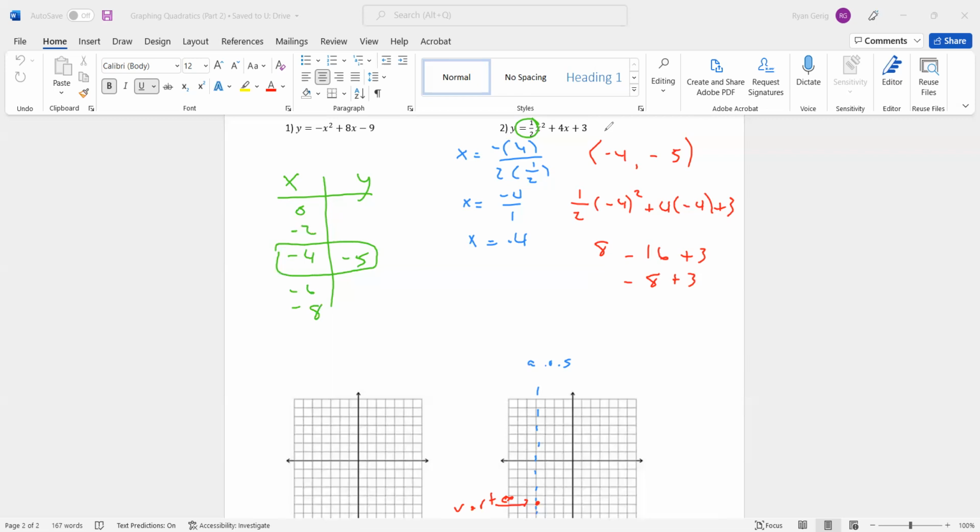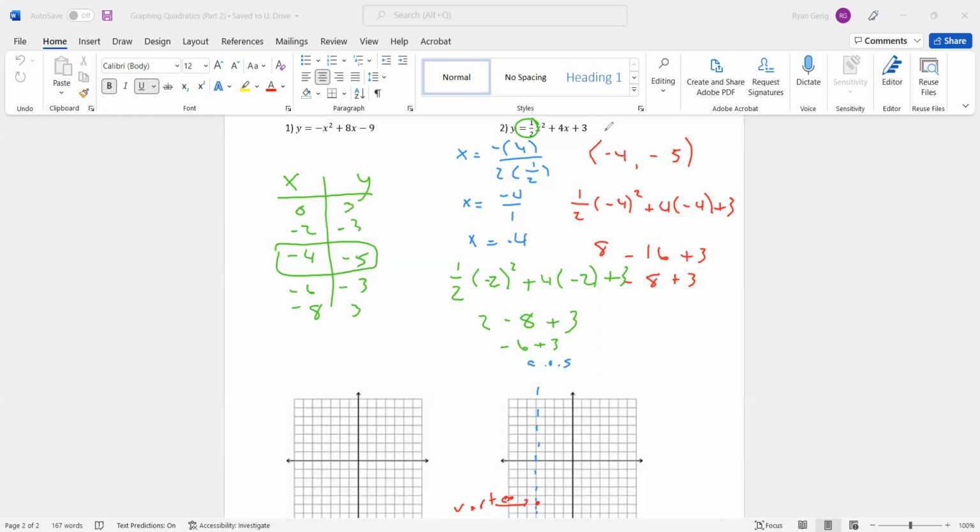So 0 should be really easy. 0 plus 0 plus 3. It's 3, which makes -8 really easy. That should be 3 as well. -2, I have to do some little work here. -2 squared is 4. Half of 4 is 2. 4 times -2 is -8. 2 minus 8 is -6. -6 plus 3 is -3.